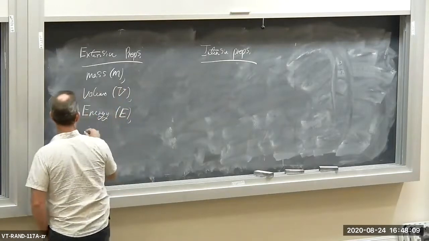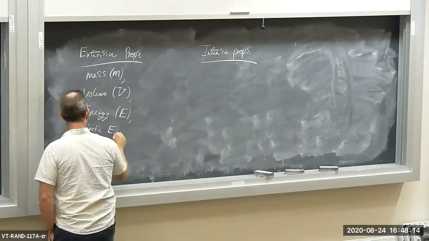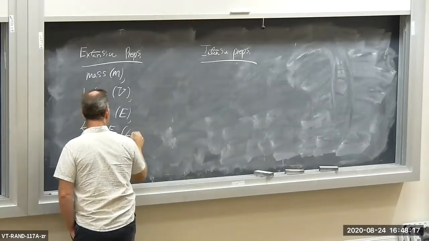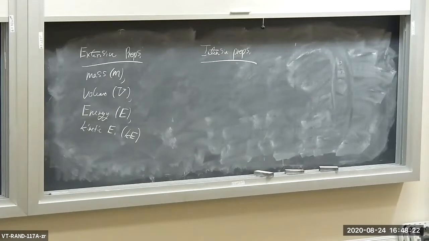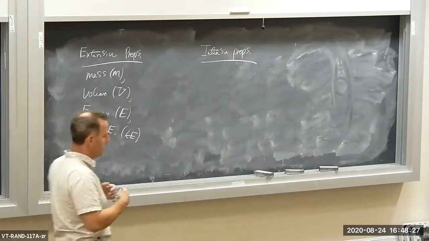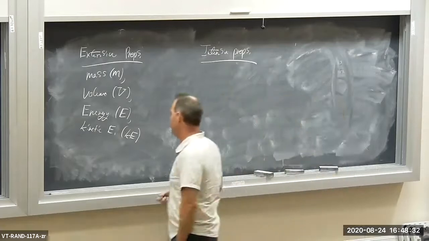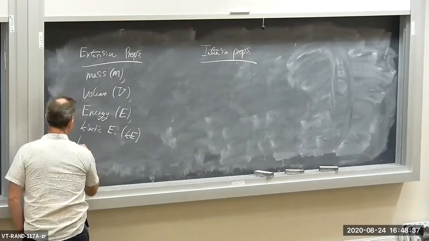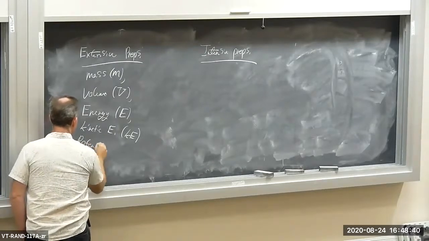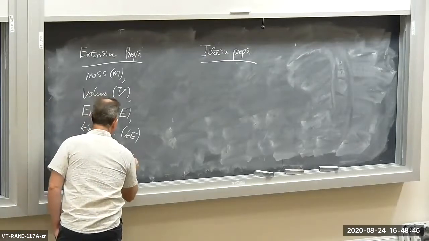Kinetic energy, KE. Remember, you got that mass times the velocity squared. The bigger a system gets, the more mass it has. So the bigger the system is, assuming velocity doesn't change, the more kinetic energy it has. So kinetic energy is extensive. Potential energy, PE.